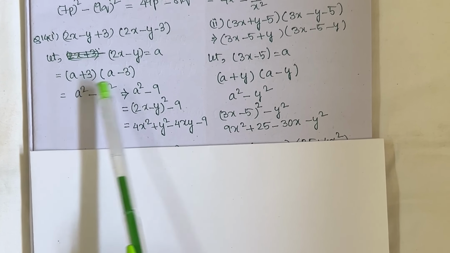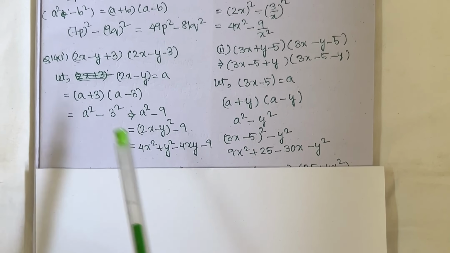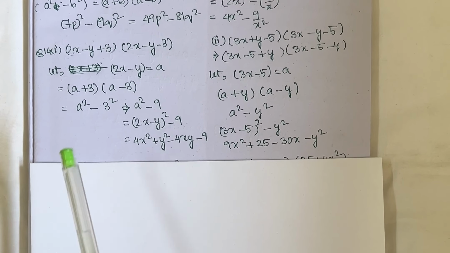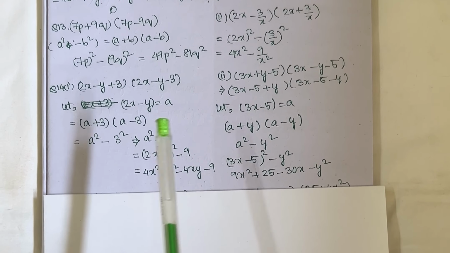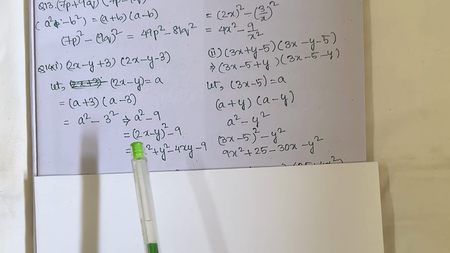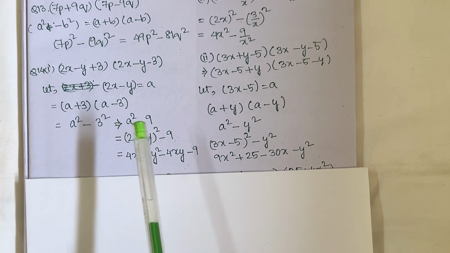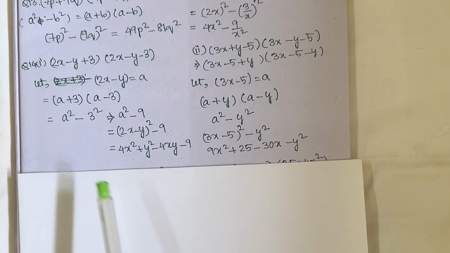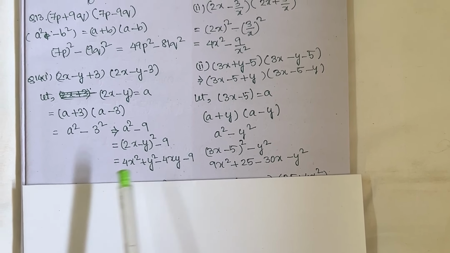Now a plus 3, a minus 3 is similar to which formula? A square minus b square. So we put that in and then simplify it. As we have taken 2x minus y as a, we substitute a again with the original format, that is (2x minus y) whole square. So again there is a whole square formula, keeping the 9 inside. Now we are again simplifying it in the a minus b whole square formula, and we are left with this answer.